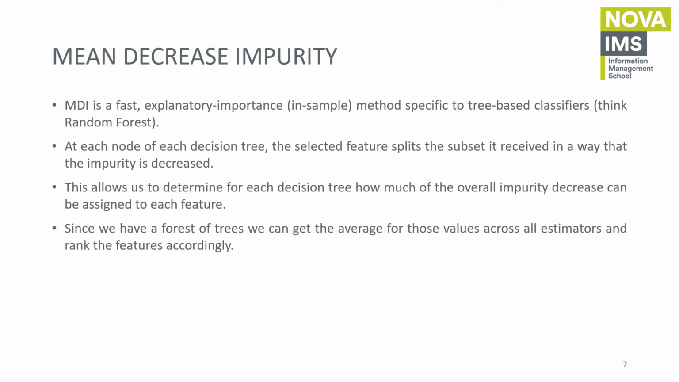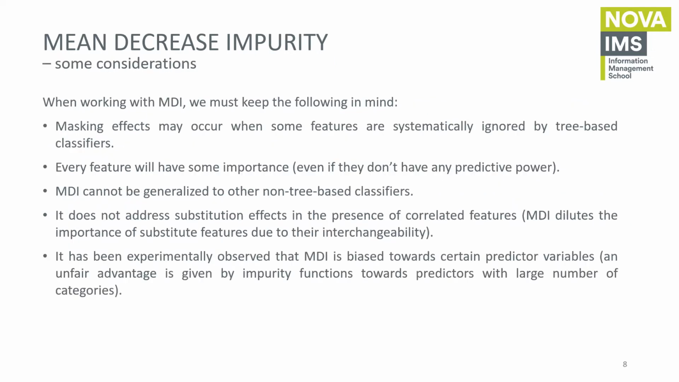Beginning with mean decrease impurity, we have that this is a fast explanatory importance in-sample method specific to tree-based classifiers. So, for example, random forest. At each node of each decision tree, the selected feature splits the subset it received in a way that the impurity is decreased. This allows us to determine for each decision tree how much of the overall impurity decrease can be assigned to each feature. Since we have a forest of trees, we can get the average for those values across all estimators and rank the features accordingly.